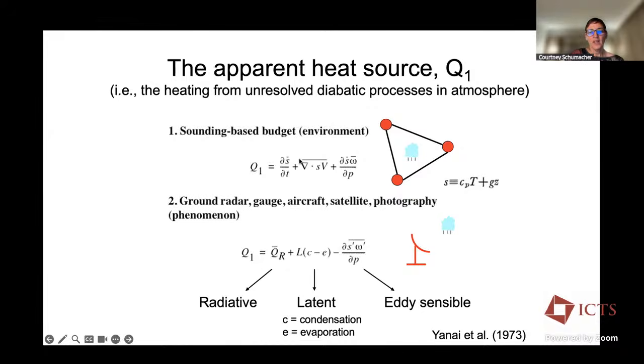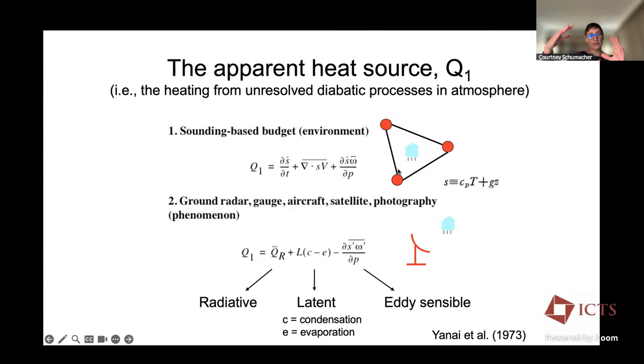In 1973. And this is just saying this is the heating that you get from unresolved diabatic processes in the atmosphere. Those unresolved diabatic processes are the radiative heating or cooling, latent heating or cooling, and then eddy sensible heat transport. And so this is, you can measure it. There are different ways to observationally measure it. These are red dots or soundings.